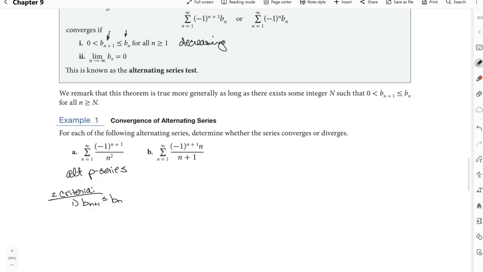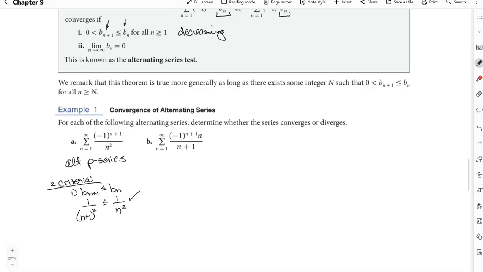Now, when we talk about b sub n, we are talking about the non-alternating part. So in this case, I'm looking at 1 over n squared. And then I'm going to look at comparing that to 1 over n plus 1 quantity squared. And this is definitely going to be a decreasing series. 1 over n squared has a smaller denominator, so that fraction is going to be larger than 1 over n plus 1 quantity squared. So the first criteria is met.